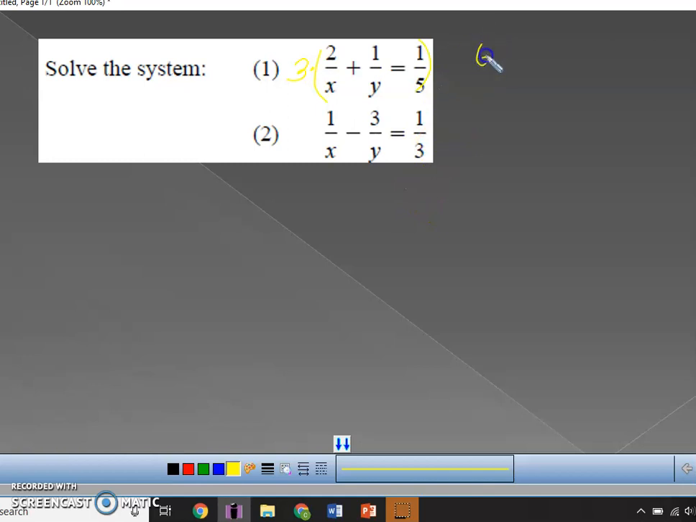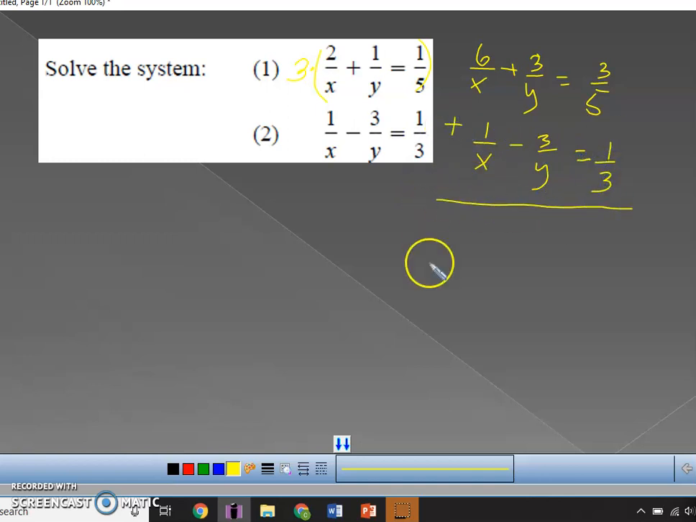When you do that, you'll get 6 over x plus 3 over y equal to 3/5. And then the bottom will remain the same. Now these coefficients are going to be opposites of each other, so I can go ahead and add them. And so when I go to add this, these two pieces will go away. I'll end up with 7 over x. And now I have to add these two fractions.